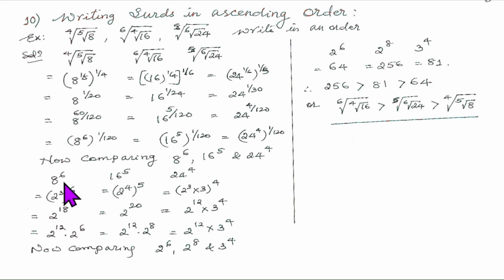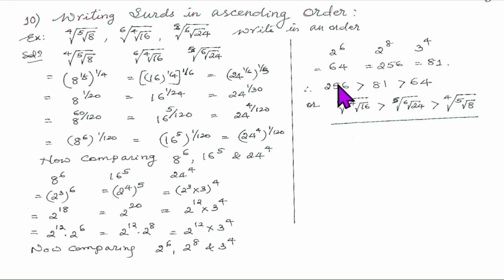Now I can convert 8 as 2 cube raised to 6, 16 as 2 raised to 4 raised to 5, and 24 as 2 cube into 3 raised to 4. This is 2 raised to 18, 2 raised to 20, and 2 raised to 12 into 3 raised to 4. Now if you observe very carefully, 2 raised to 12 is common to all, so I can neglect that. Take 2 raised to 6, 2 raised to 8 and 3 raised to 4 and compare again. 2 raised to 6 is 64, 2 raised to 8 is 256, 3 raised to 4 is 81, and we find that 256 is greater than 81, greater than 64.